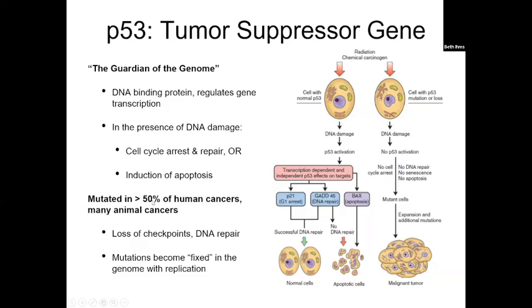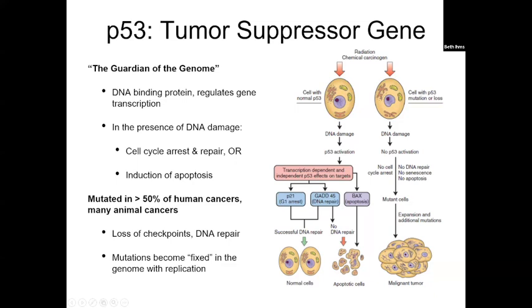Mutations in over half of human cancers, so this is even bigger than RAS mutations. Also mutated in many animal cancers. I was not able to find as clean data of animal cancer. Very commonly mutated in many different types of cancers.